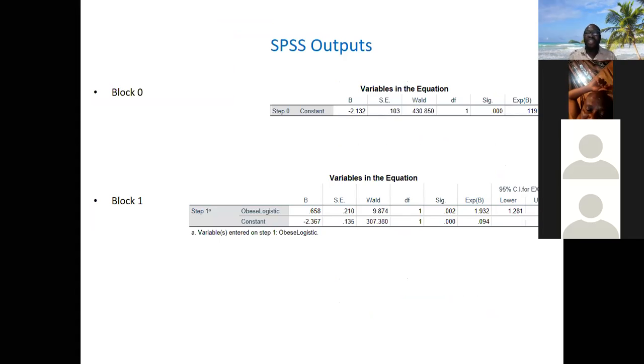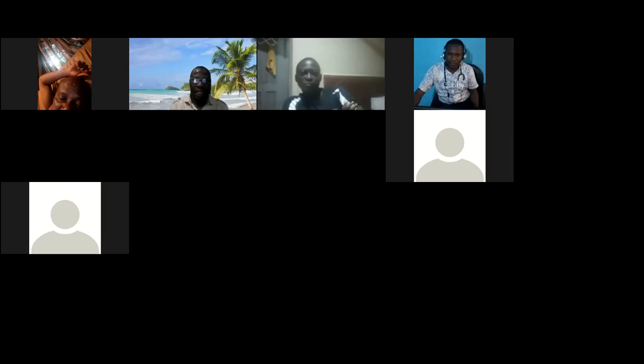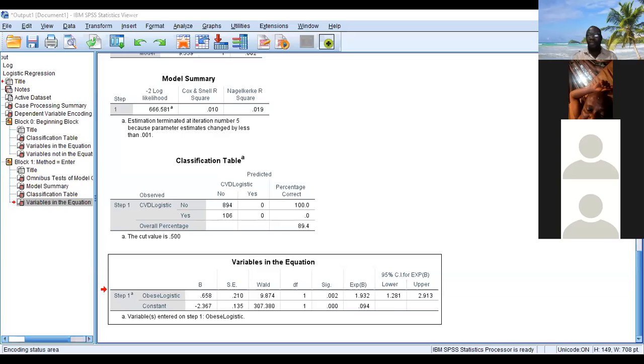Maybe I can just share the output directly instead of only showing this, because I still have it there. Let me just show you the SPSS. Can you see now? This is the SPSS output.